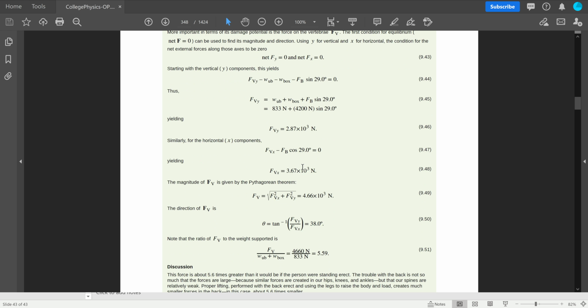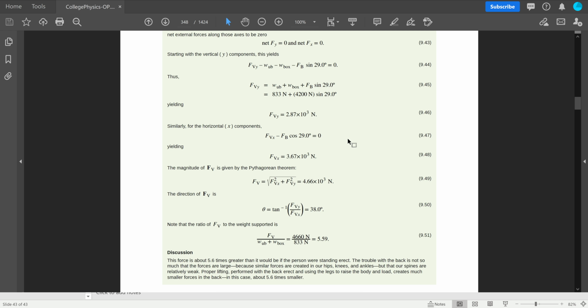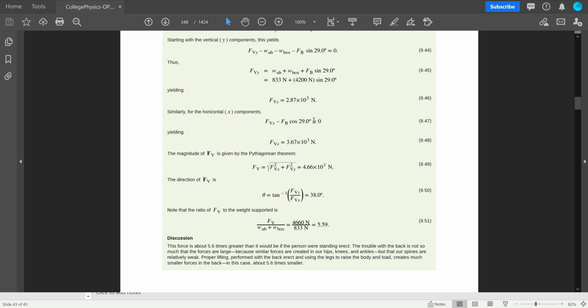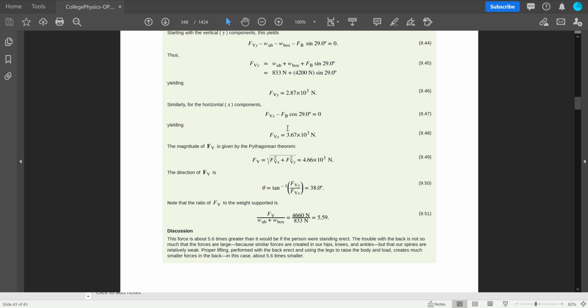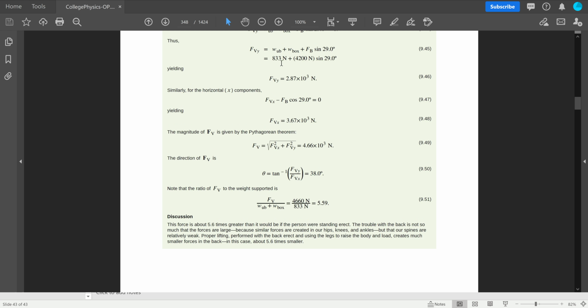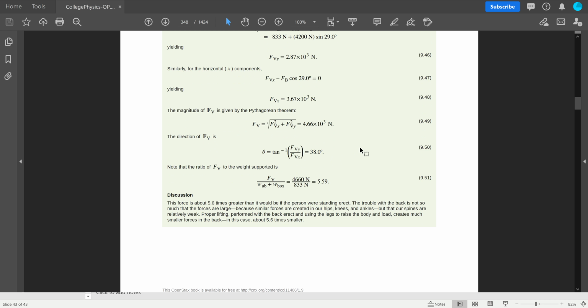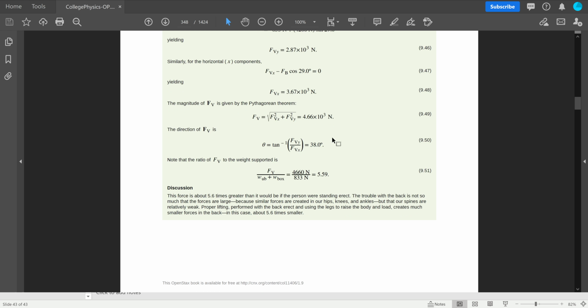Similarly for the x components, we have FBX minus our force on the back muscles cosine of 29 degrees equals 0. So we do FB cosine of 29 on the right side, and that gives us 3.67 times 10 to the third. Now that we have x and y components, we just do the Pythagorean theorem. You square both and square root the result, and that equals 4.66 times 10 to the third newtons. And we can also find its direction, so that gives us 38 degrees when we do the inverse tangent of FBY over FBX. So note that the ratio of FB to the weight supported is 5.59.